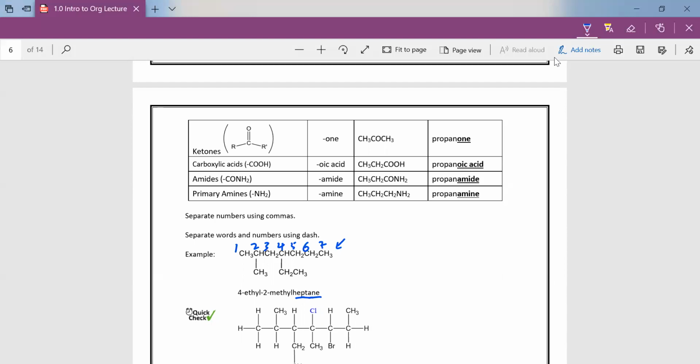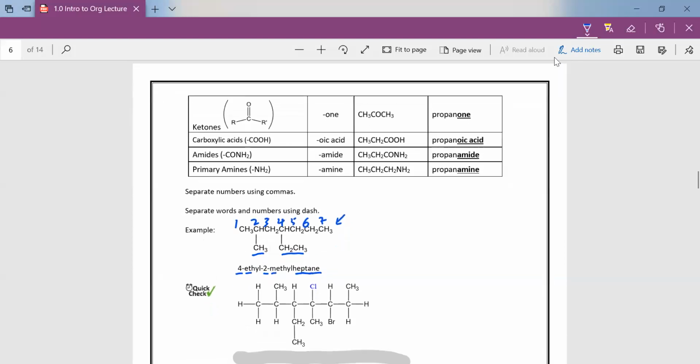So what's our prefix? Our prefix is the other substituent present. Here, at the second carbon, we have methyl, and at the fourth carbon, we have ethyl. We're going to place them in alphabetical order, E followed by M. So at the fourth position, we have ethyl. At the second position, we have methyl. And we separate all the numbers and letters using a dash. So that's how we get this answer.